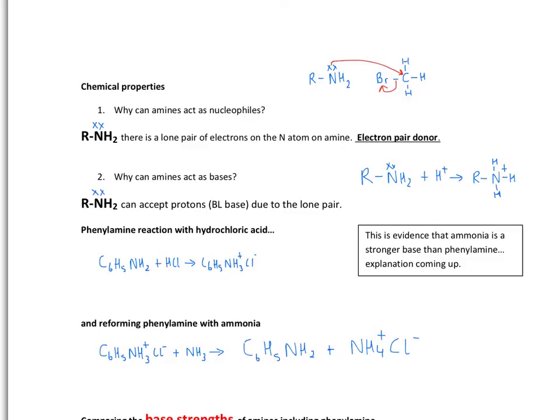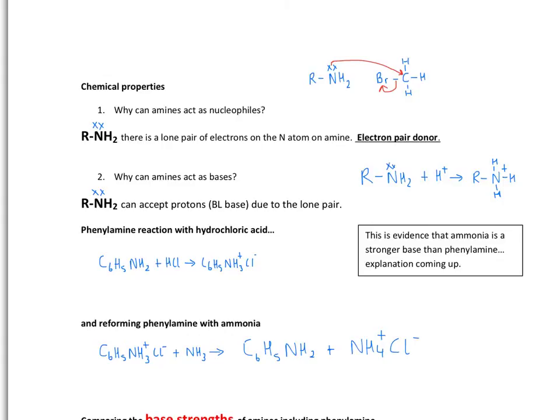Now phenylamine, so C6H5NH2, can react with HCl to form this phenylammonium chloride. So you can see that the amine group has reacted with the H+, and so again is acting as a base.